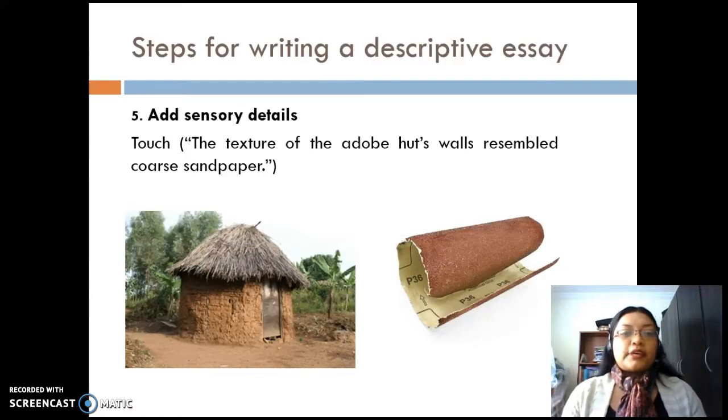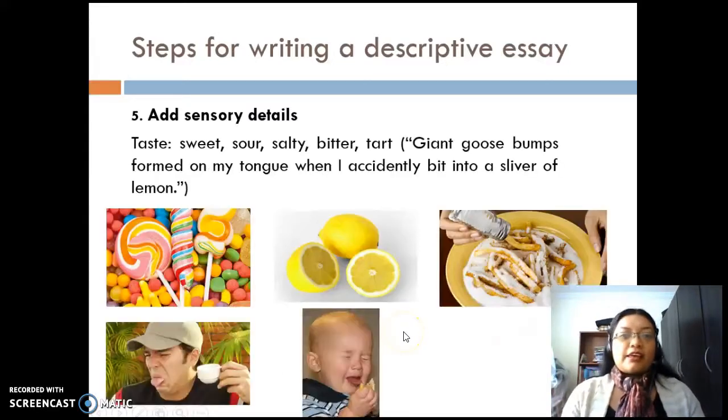Another thing is touch. The texture of the adobe walls resembles colored sandpaper. This is sandpaper, okay? And I think all of you are familiarized with this. And this is the texture of the adobe wall, as you can see here, all right? And of course, taste: sweet, sour, salty, bitter, tart, etc.